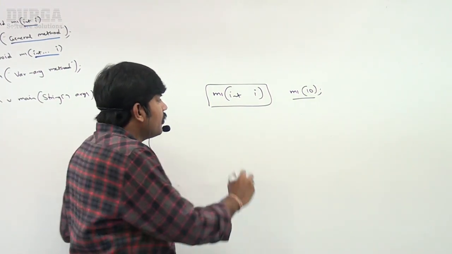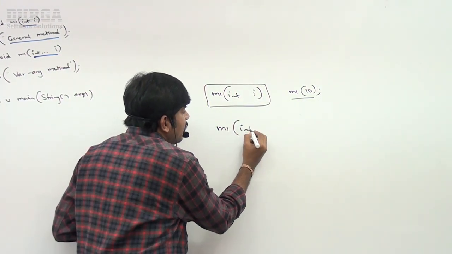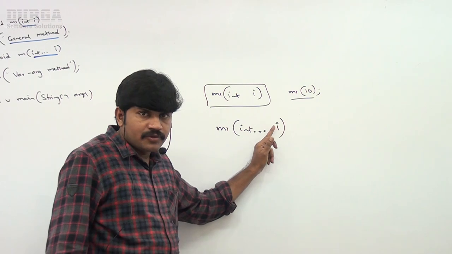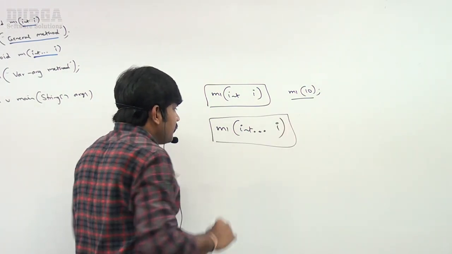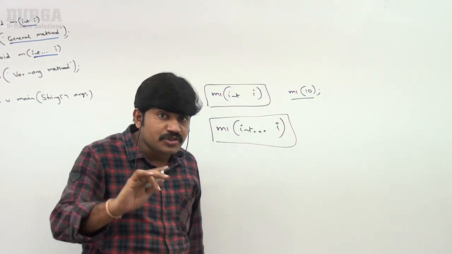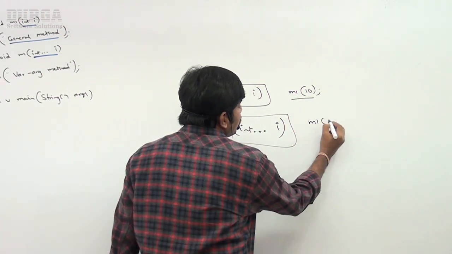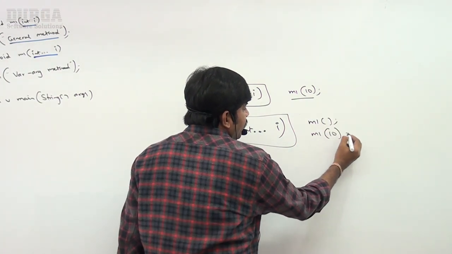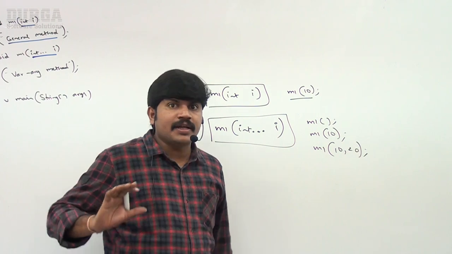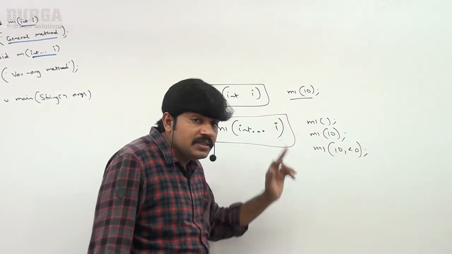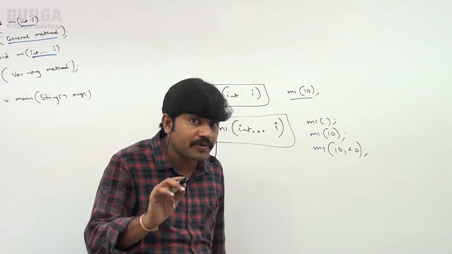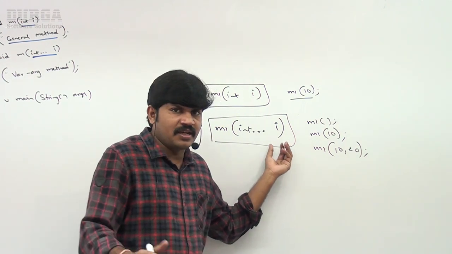Suppose I take m1(int... i). We can call this method by passing any number of int values, including zero. You can call it without any argument, with one int value, with two int values, or even with 1 lakh int values, no problem at all. This type of method is nothing but a var-arg method. This is the new concept which came in the 1.5 version. That's all, this basic idea is enough.